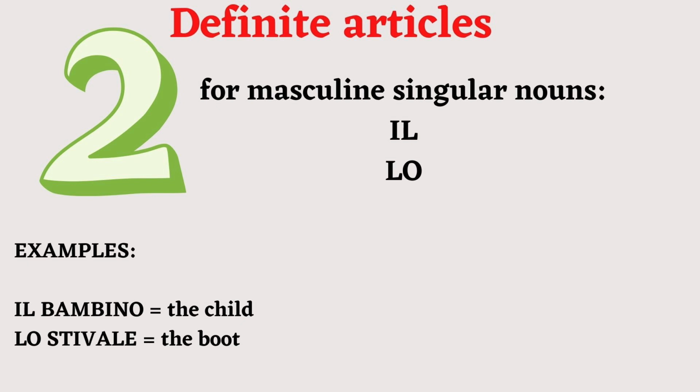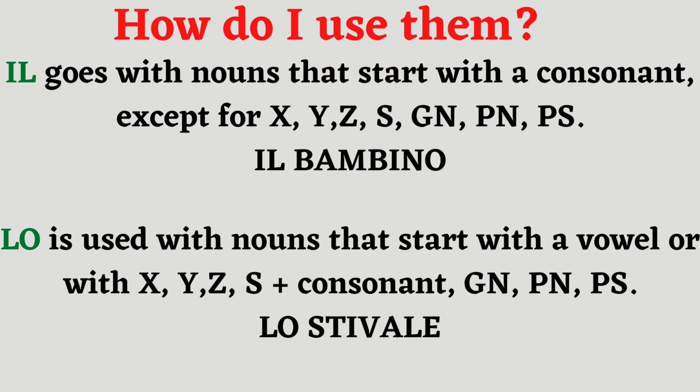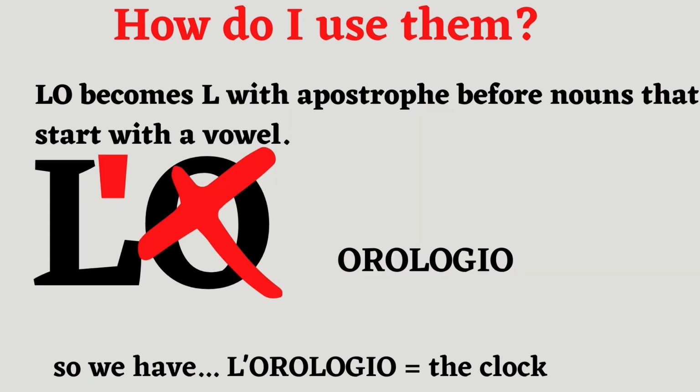But how do we use them? Il goes with nouns that start with a consonant, except for X, Y, Z, S, GN, PN, PS. For example, il bambino. Lo is used with nouns that start with a vowel or with X, Y, Z, S followed by a consonant, GN, PN, PS. For example, lo stivale. Lo becomes L with apostrophe before nouns that start with a vowel, so we have l'orologio.